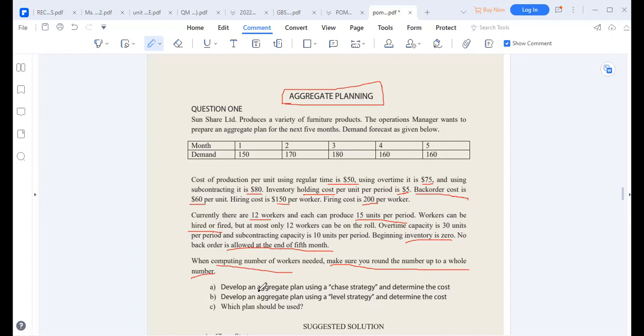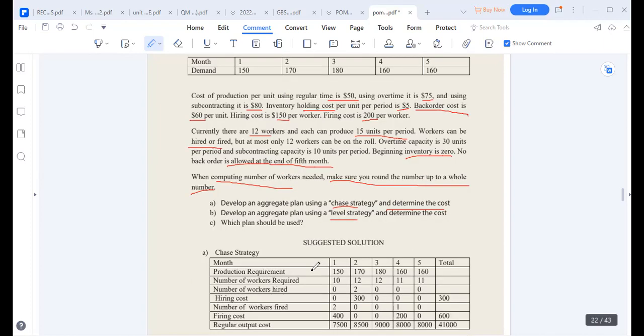Develop an aggregate plan using a chase strategy and determine the cost, the first one. Develop an aggregate plan using the level strategy and determine the cost, and which plan should be used. Okay, so which plan should be used? So we need to do the solution.